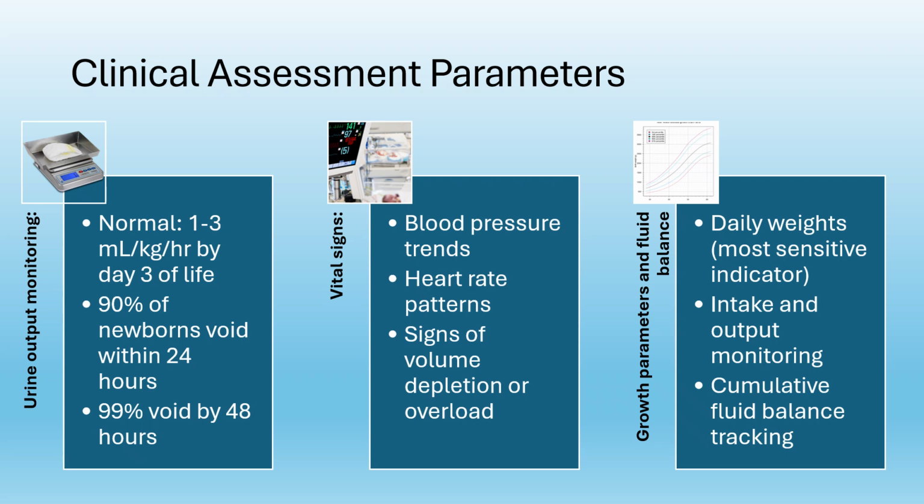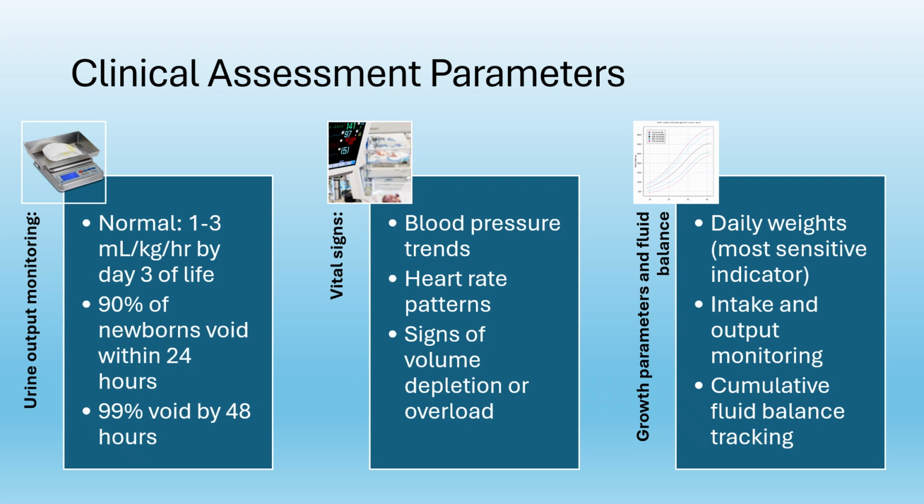The timing of first void carries important prognostic information. 90% of newborns void within 24 hours and 99% by 48 hours. When an infant hasn't voided by 24 hours, we begin investigating. The differential includes everything from simple dehydration to posterior urethral valves. That 1% who don't void by 48 hours almost always have significant pathology. This timeline helps us decide when watchful waiting becomes active investigation.